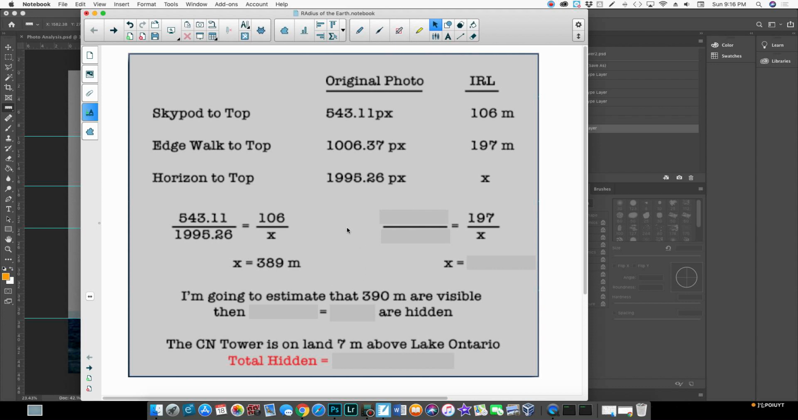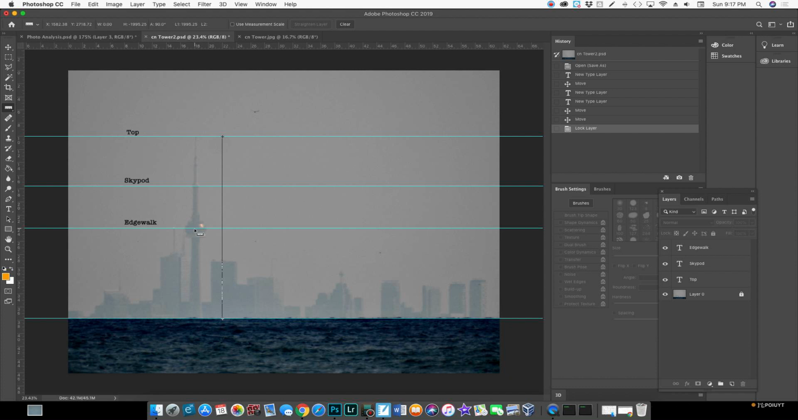So now I'm going to do another ratio measurement. I should get 389 or somewhere around there. I just wanted 2 different spots to work with, just so that I made sure that I'm getting very close to where they actually are. It's a little bit difficult to pinpoint exactly where the edge walk is and exactly where the measurement to the sky pod goes. So I thought if I took 2 different measurements, that would probably get me pretty close.